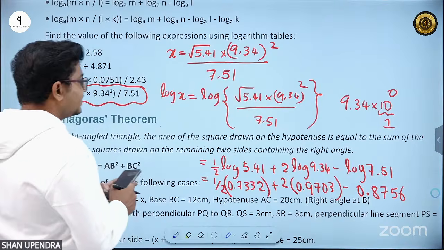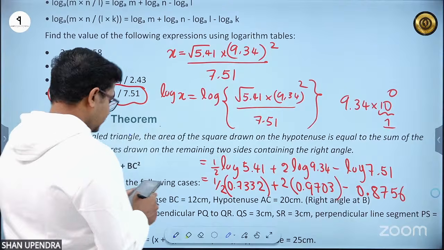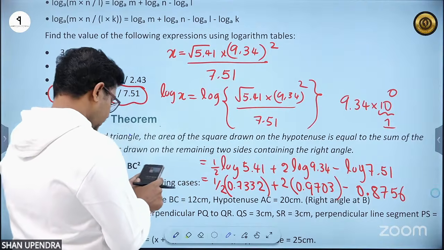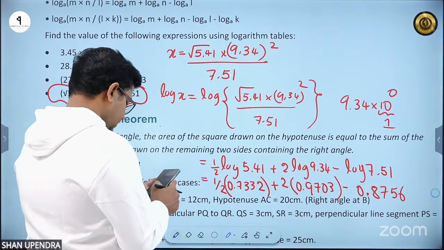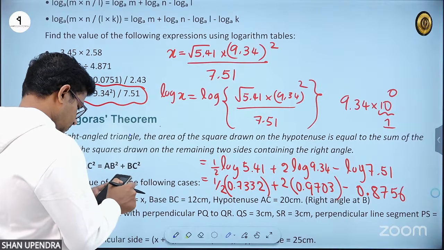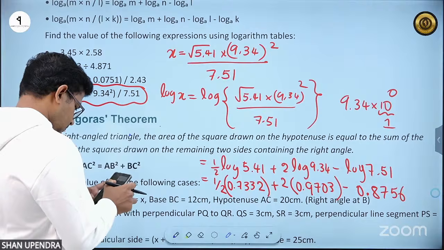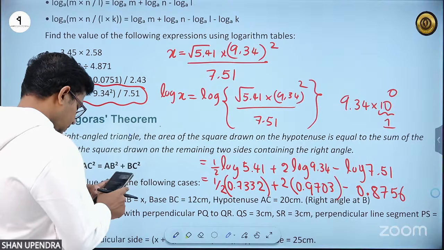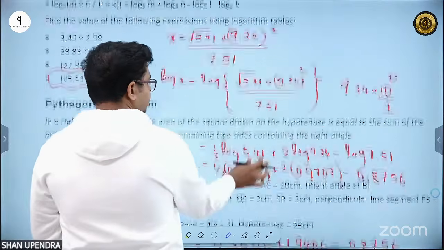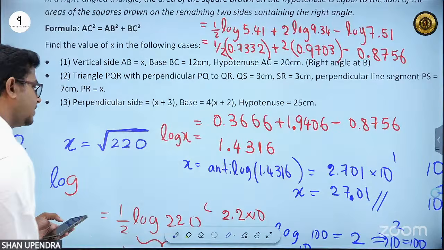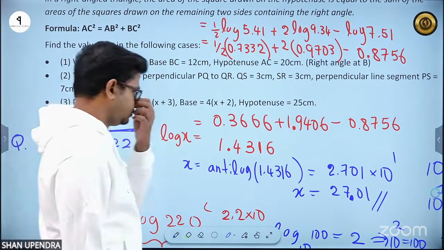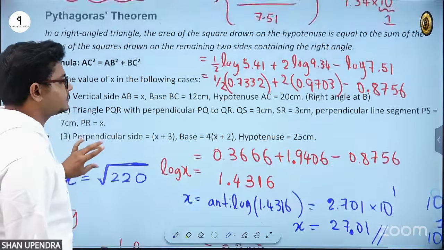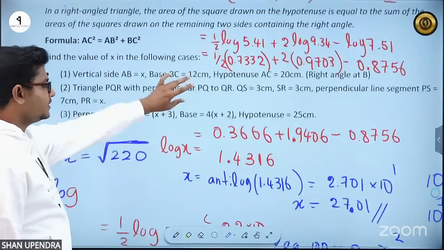Let's see whether this thing is correct. Square root of 5.41, 9.34 squared, divided by 7.51. 27 something, that is 27.0. I use the calculator and check that. Yes, correct.